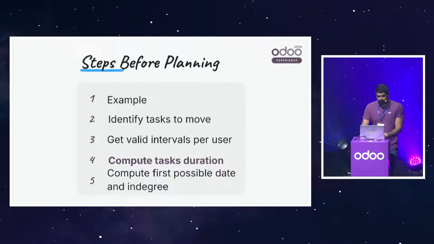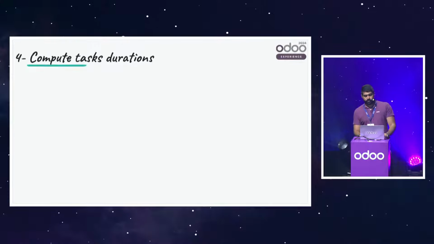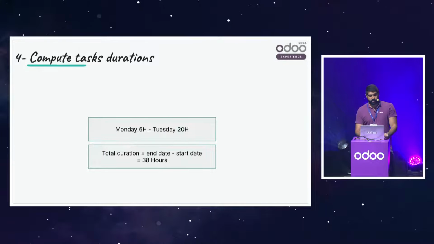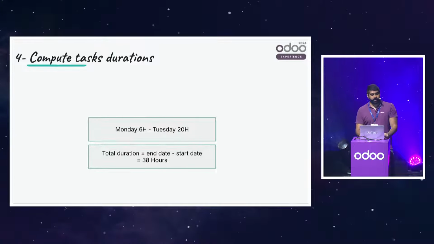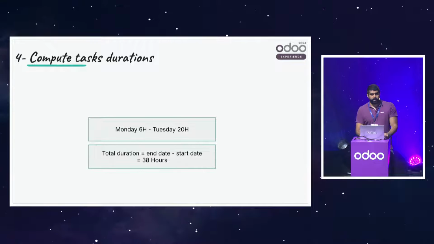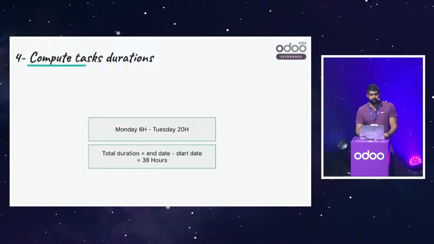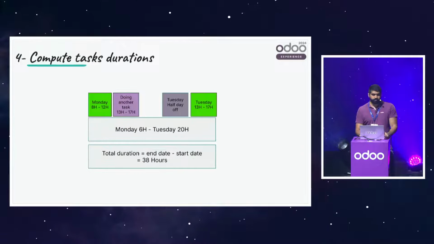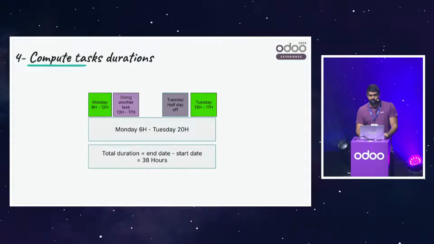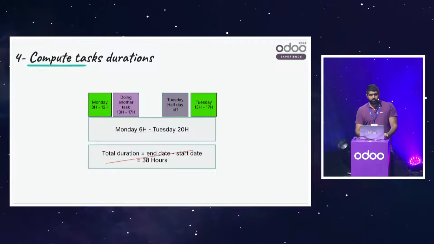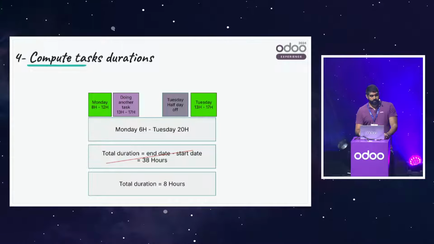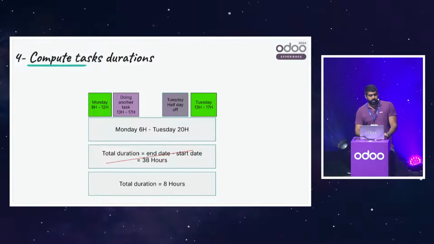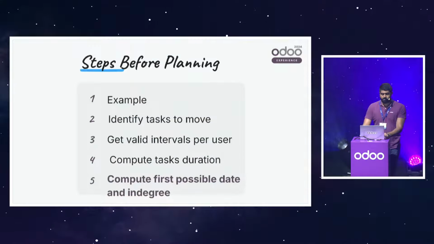Then we have another issue, which is task duration. Imagine moving a task from Monday to Tuesday. So if we compute duration as end date minus start date, it's simply 38 hours. But the employee is not working 24 hours a day, and maybe he's doing some task on Monday afternoon, and he's off on Tuesday morning. So the real duration should be the intersection between task dates and the availabilities of the employee. So in this case, it's only 8 hours.